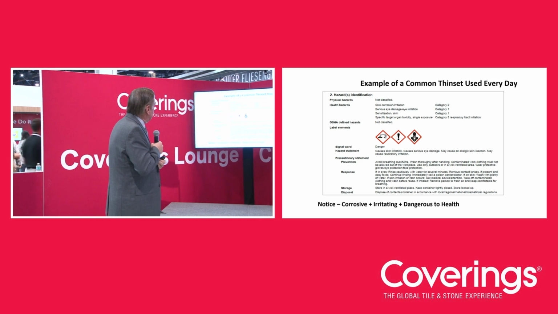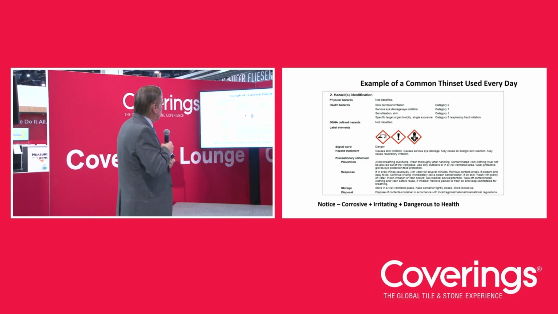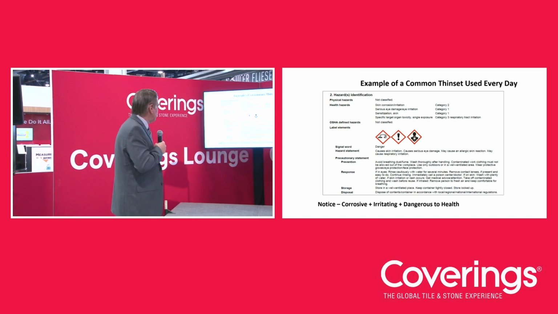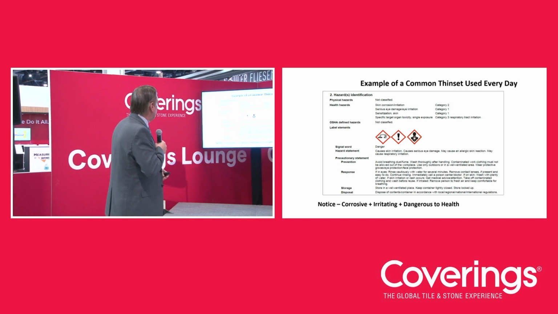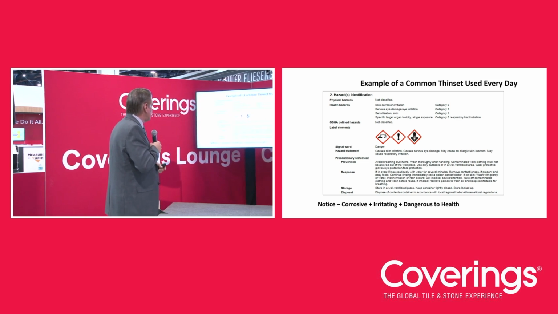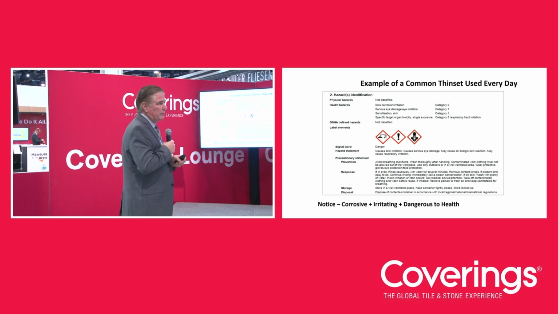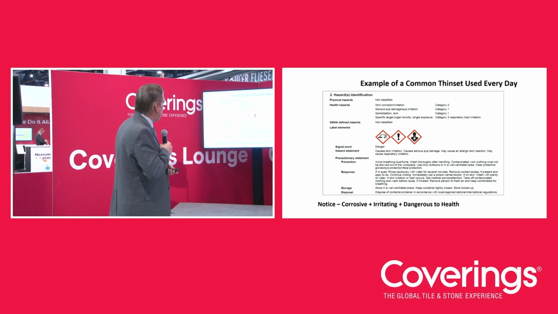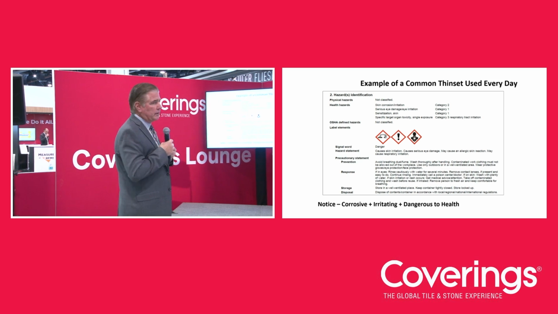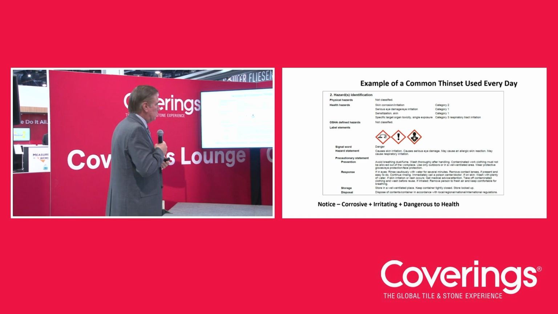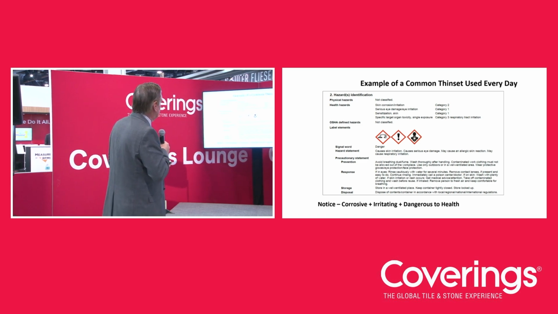Here's a section taken from a common thin set used every day. Within this, you'll see health hazards listed as serious eye and skin effects, and specific target organ toxicity even for a single exposure. It has the icon for corrosive, which is the pipe or the hand being eaten away by the chemistry, and it has the exploding lung icon for lung or organ toxicity.